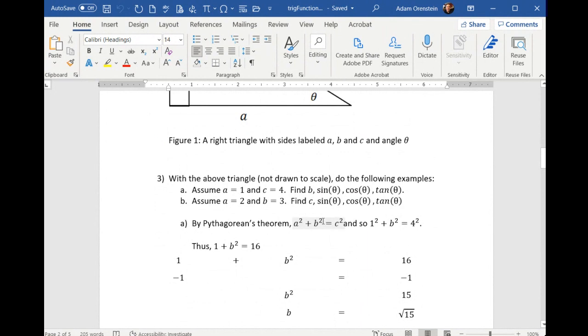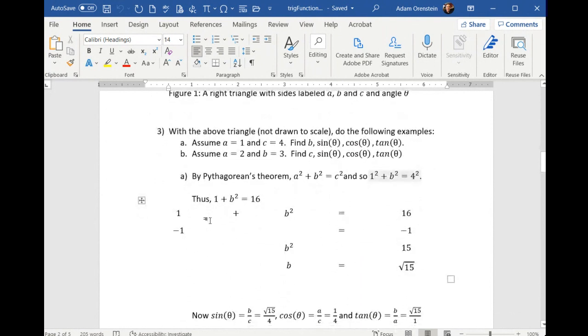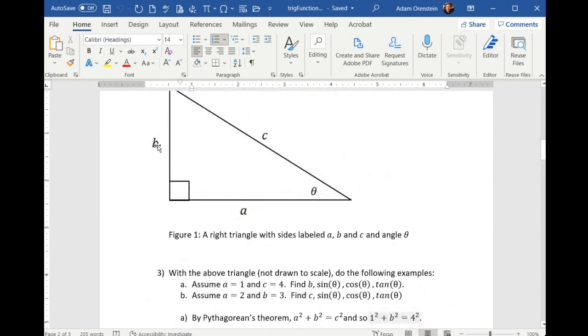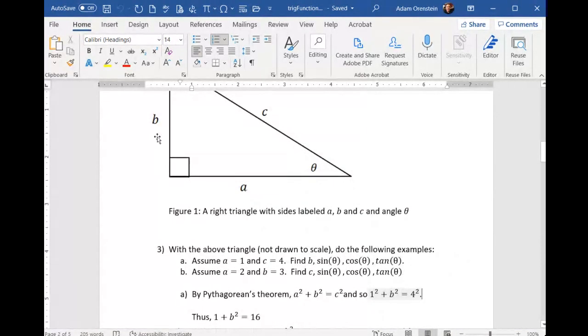So in this case, we have A is 1, B is unknown, and C is 4. So you have 1 squared plus B squared is 4 squared. So 1 plus B squared is 16. So we're basically solving for B now, right? You just subtract 1 from each side. You get B squared is 15. And so that forces B to be the square root of 15. So this is what we get here. B now is the square root of 15.